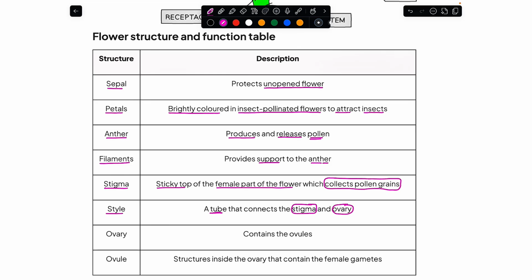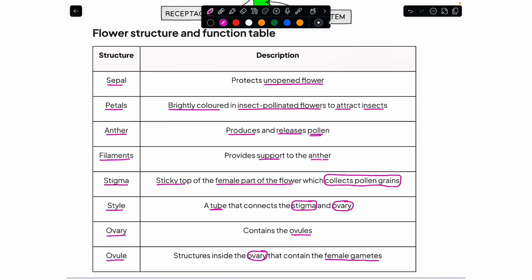And as far as the ovary is concerned, it has the structures called ovules in them, and these ovules have the haploid female nucleus in them. If I were to talk about the ovule, they lie within the ovaries, and they have the female gamete in them. And that female gamete, when it fuses with the male nucleus that is available within the pollen grain, results in the fertilization process.